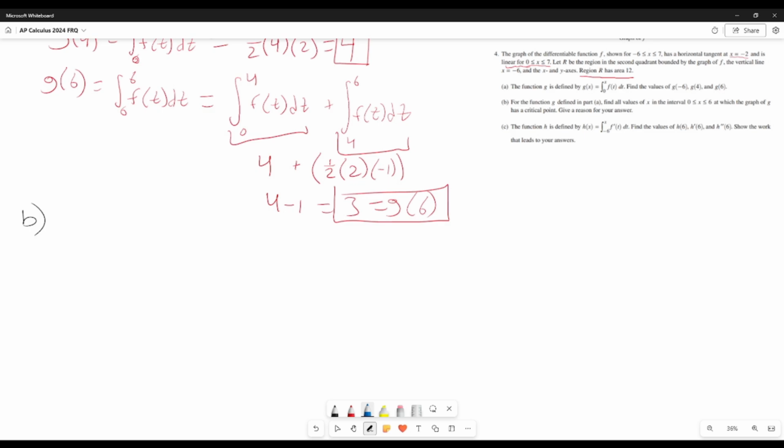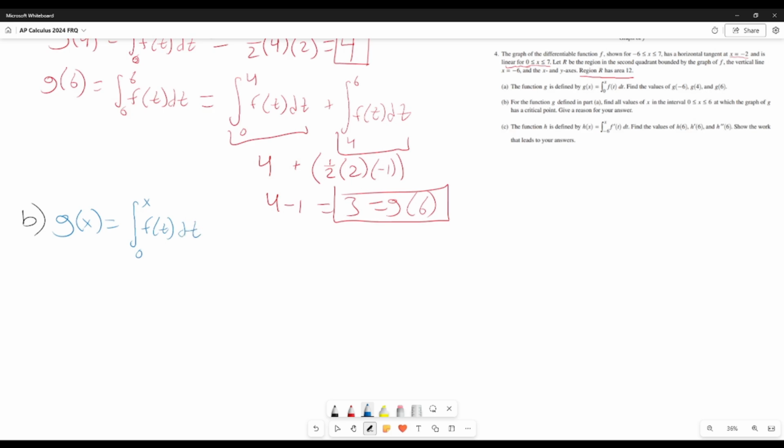Part B says for the function g defined in part A, find all values of x in the interval 0 to 6 inclusive, at which the graph of g has a critical point. So, once again, recall that g of x is equal to the integral from 0 to x of f of t.